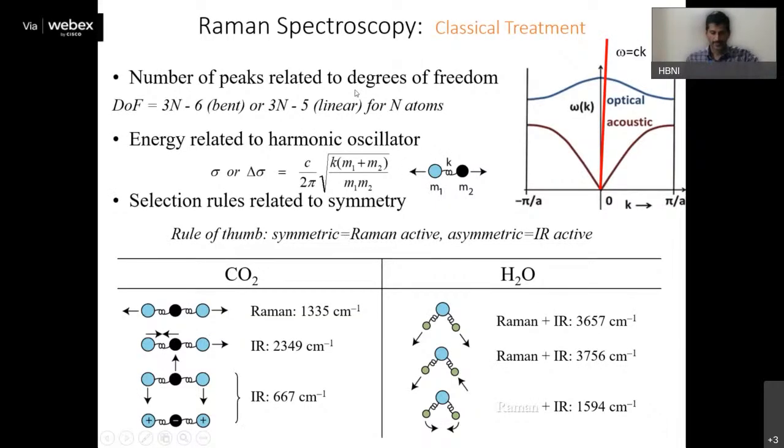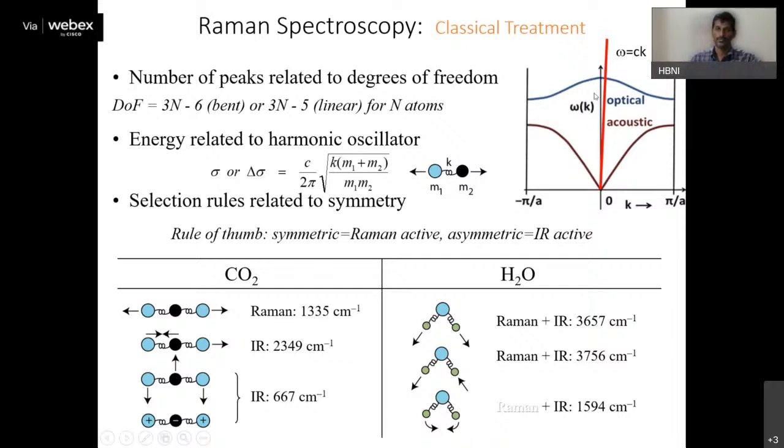So if you take a simple example of a molecule, these are the degrees of freedom. You have 3n-6 degrees of freedom for a general molecule. If it is linear, you have 3n-5 for an n atom system. But when you go to the solid, you need to consider the dispersion relation, and depending upon the number of atoms in the unit cell, one gets a different number of branches.